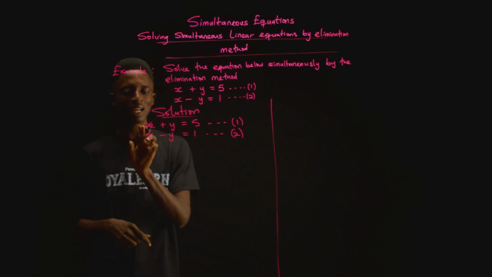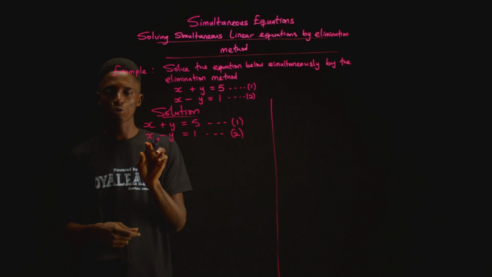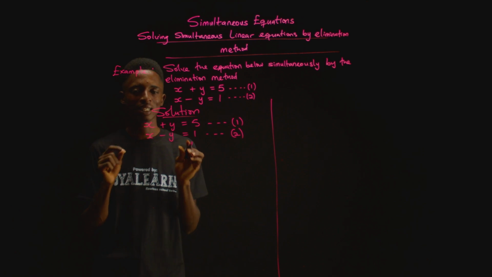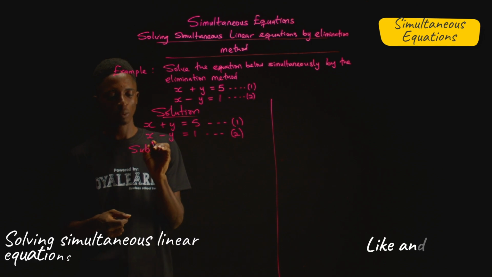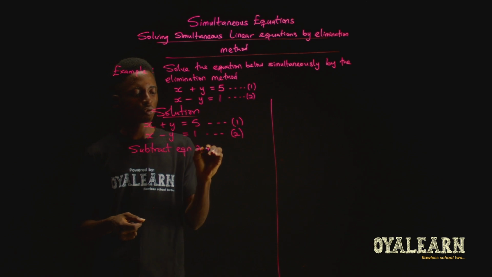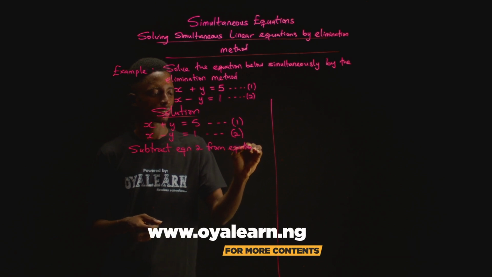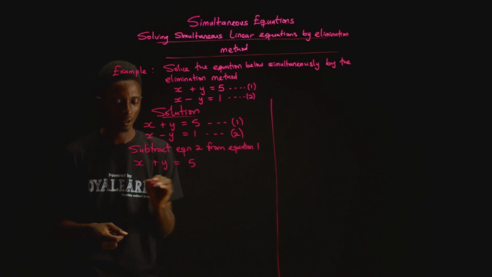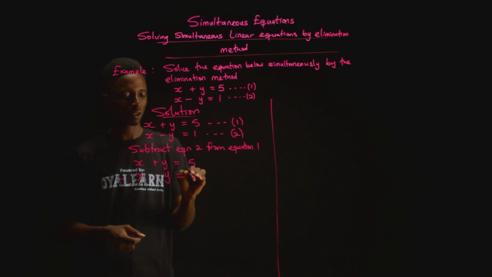But in this one, we can see that the coefficient of x in equation 1 is 1, and the coefficient of x in equation 2 is also 1. So since they are the same, I can go on to eliminate x. To eliminate x, I will subtract equation 2 from equation 1. So that is, I have x plus y equals 5 minus x minus y equals 1.